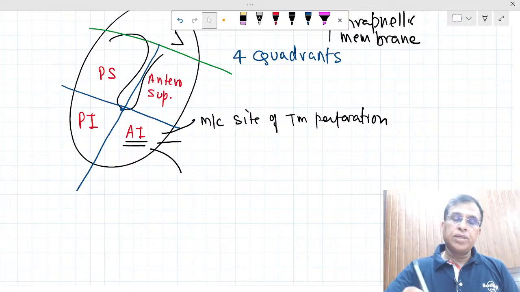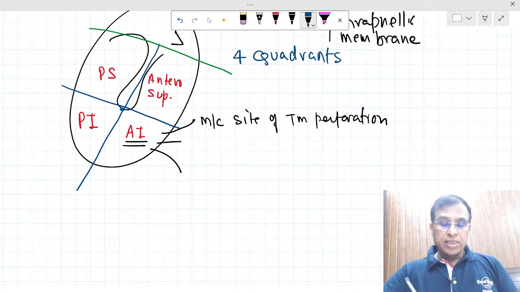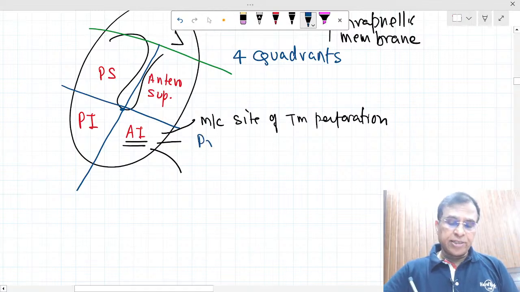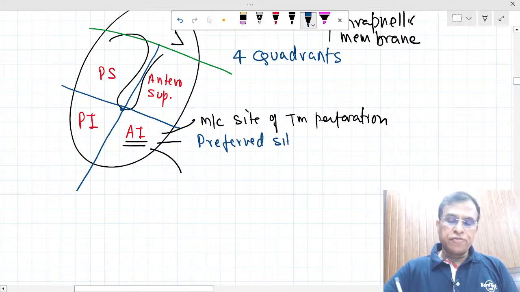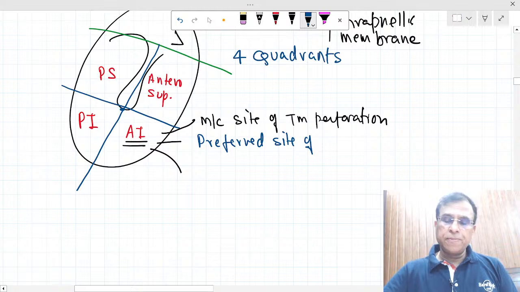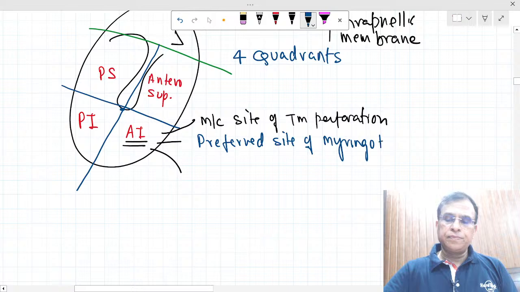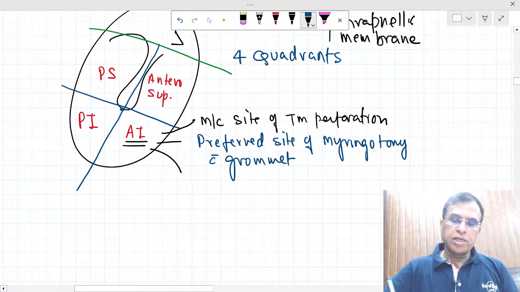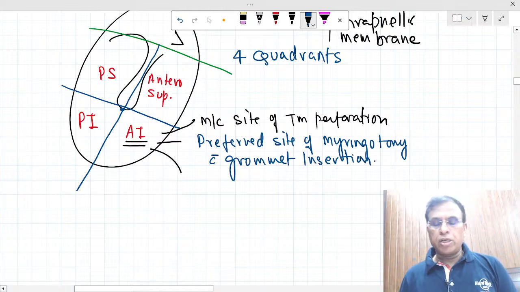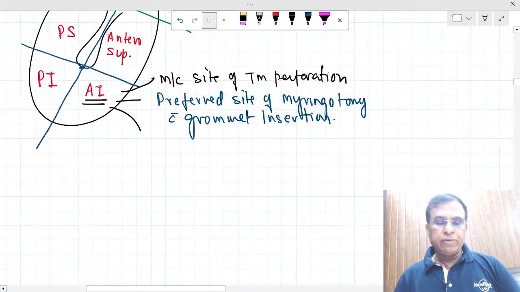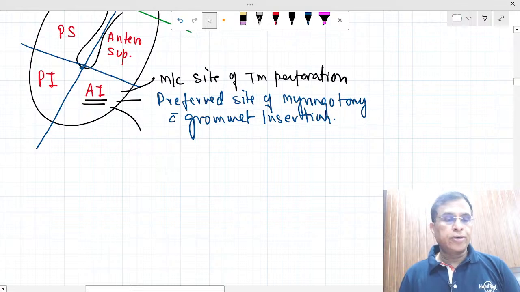It's very important. Second important point you have to know, the anteroinferior quadrant is a preferred site of a surgery procedure. Of which surgery? A surgery called myringotomy with grommet insertion. This is the name of the procedure or surgery. So if you do this surgical myringotomy with grommet insertion, then we prefer the anteroinferior quadrant.